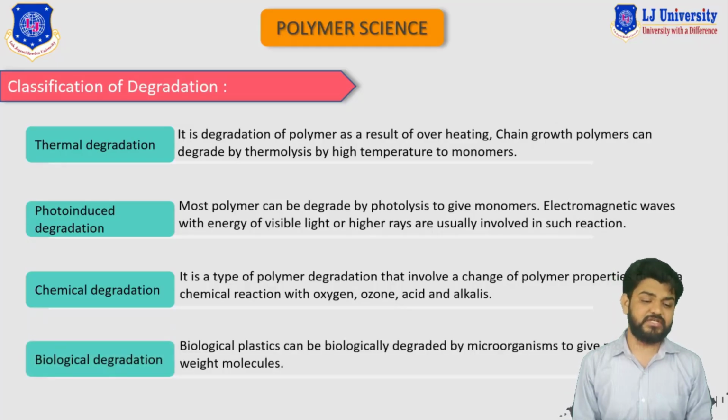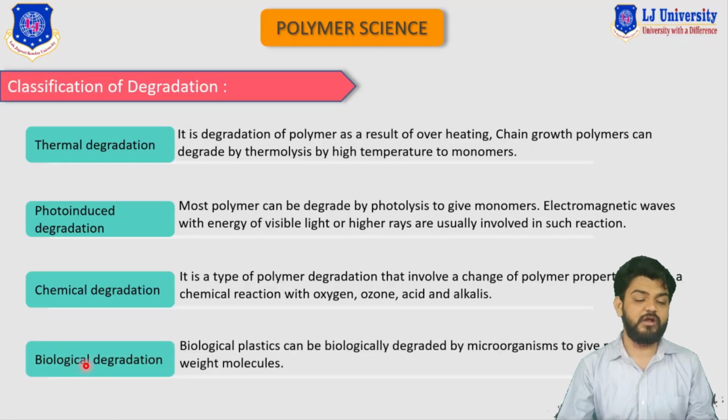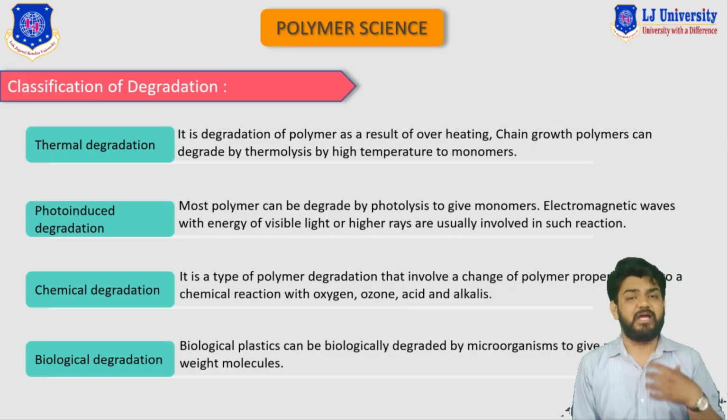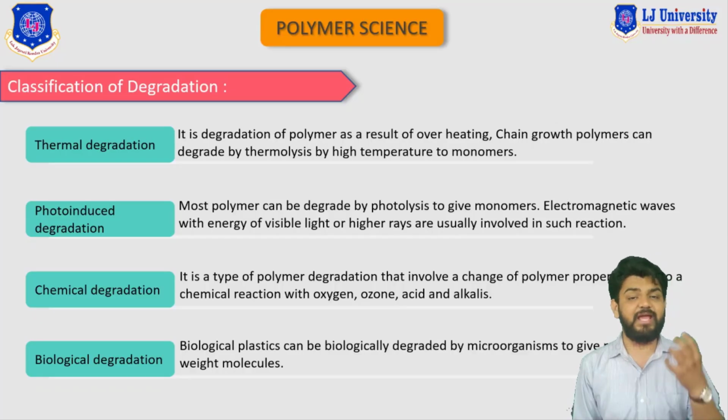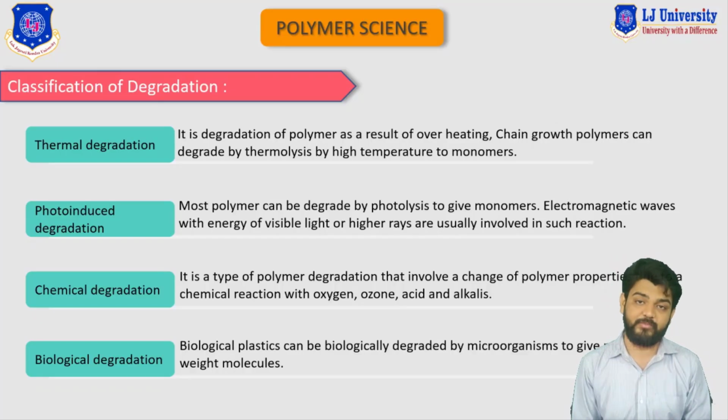Now moving to the last type of degradation, that is biological degradation. Biological plastic can be biologically degraded by means of microorganisms to give smaller molecules of the monomer. So some kinds of polymer undergo this biodegradable process as well. They automatically degrade by means of microorganisms, which are mainly responsible for this kind of degradation of the polymer. And after degradation, we ultimately get small-sized monomers. So this was all the classification of this degradation process.